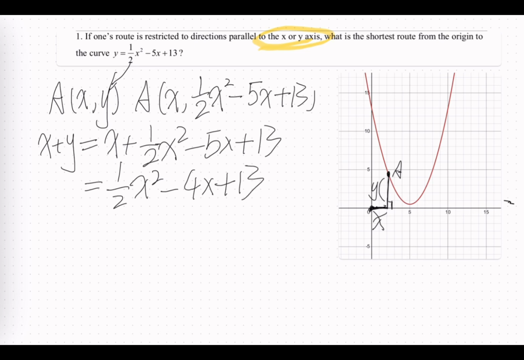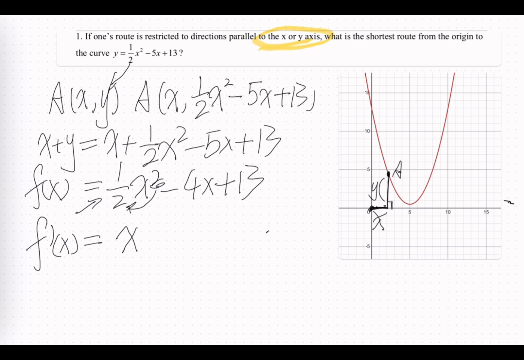Correct. So we now need to find the shortest route. How can we do it? Apparently, optimization problem, right? So we need to find the derivative of that function. Let's just call it f(x). So what's the derivative? It should be x, right? Because this already cancels out with a half. x minus 4. 13 is gone because it's a constant. Constant derivative is 0. So the derivative of this will be x minus 4 then.